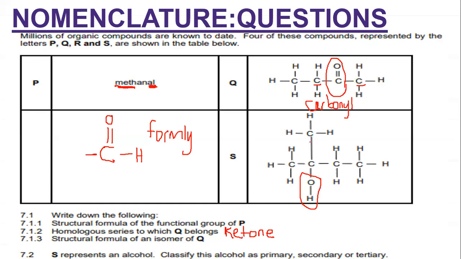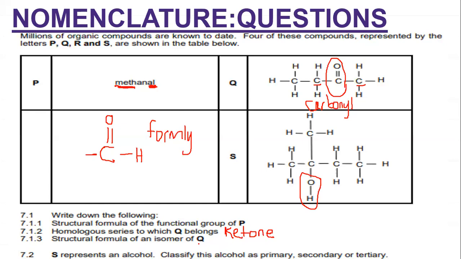Now, the next question says the structural formula of an isomer of Q. Now they want a structural formula of an isomer of Q. In this case, the examiner did not explicitly tell us whether we're going to draw a chain isomer, a positional isomer, or a functional isomer.